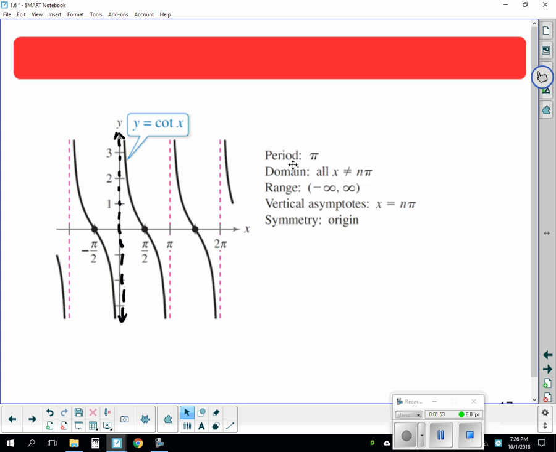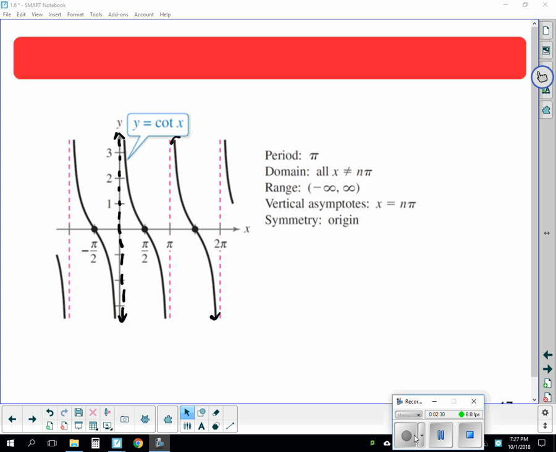The period is therefore still pi. You're repeating every pi units. Your domain is all x except for at the asymptotes, which n pi is just saying any multiple of pi. Your range, because you continue on vertically and horizontally forever, is all real numbers. Our vertical asymptotes we've already talked about. And symmetry is about the origin again. Okay, hopefully you can see that.